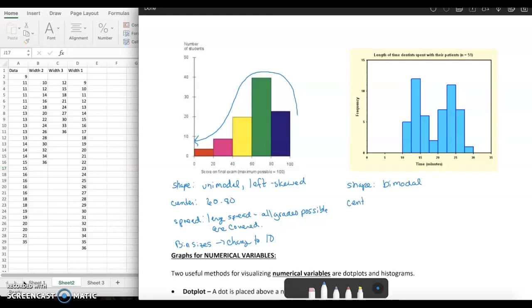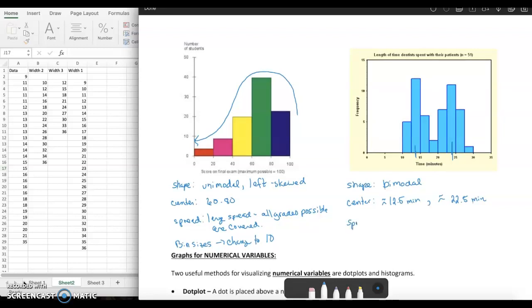When you have bi or multimodal and you're talking about the center, you're now going to have multiple centers. So I see a center on this left mound of maybe something like, I'm going to say about 12.5 minutes. And then we also have a center in this upper area of maybe like 22.5 minutes. So we have two centers now.